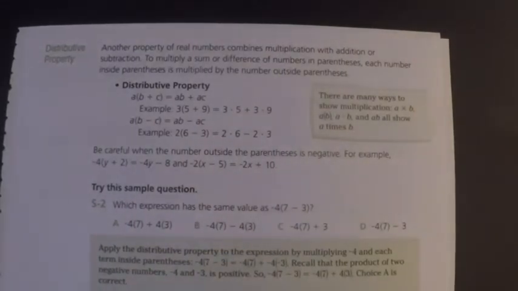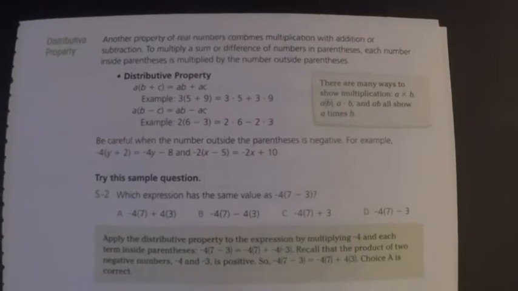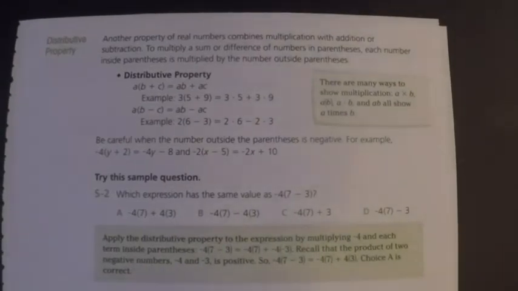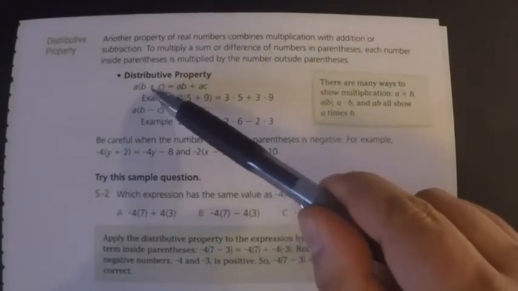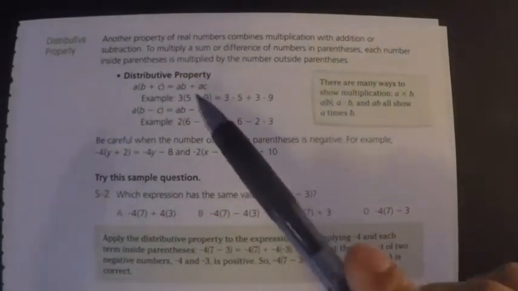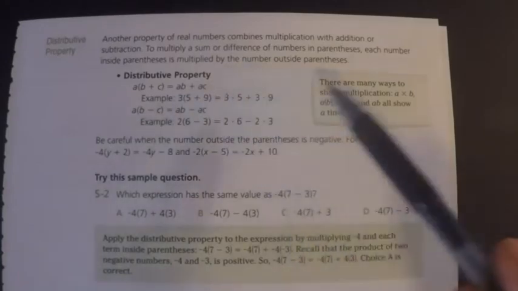All right, so now we have the distributive property. So another property of real numbers combines multiplication with addition or subtraction. To multiply a sum or difference of numbers in parentheses, each number inside of the parentheses is multiplied by the number outside the parentheses. So with the distributive property, we're taking something that looks like this, a multiplied by b plus c, and turning it into something like this, ab plus ac.